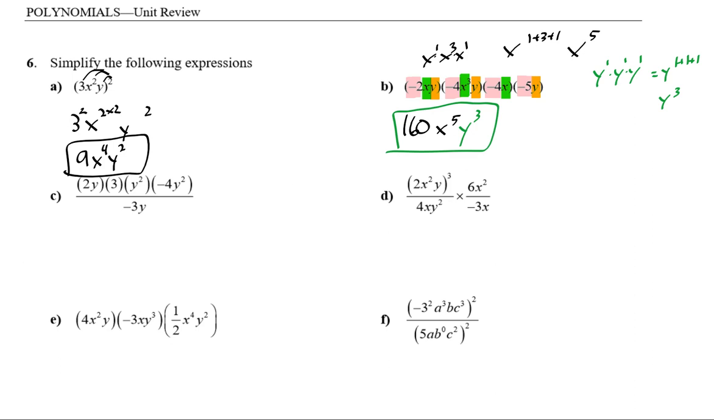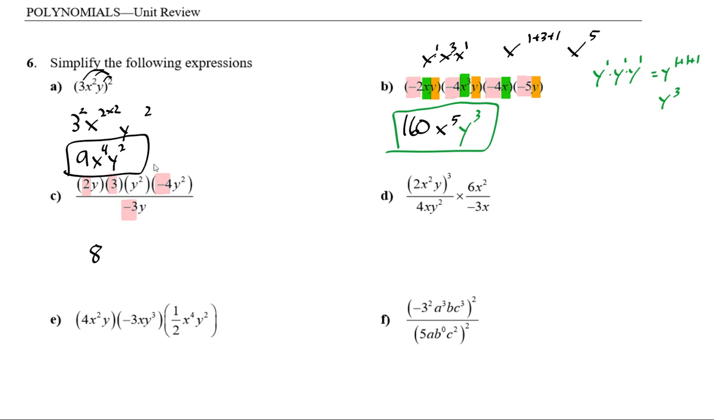For C, we've got 2y times 3 times y squared times negative 4y squared over negative 3y. Let's look at the numbers. We've got 2, 3, negative 4, and negative 3. I see 2 negative signs, which means the answer is going to be positive. I see 2 times 3 is 6, times 4 is 24, divided by 3 is going to be 8. So our number part is 8.